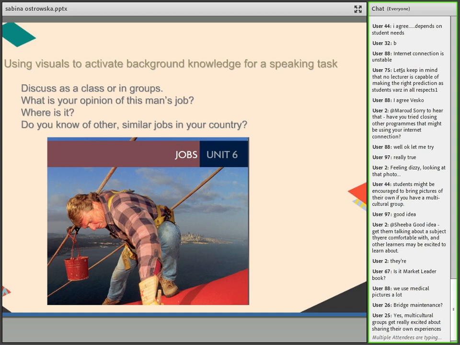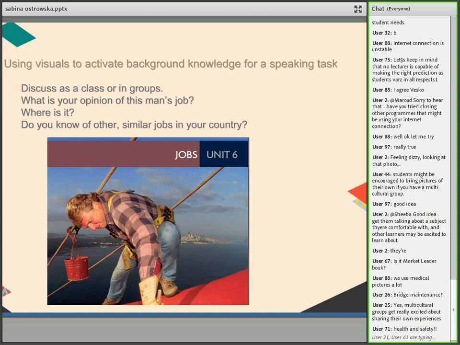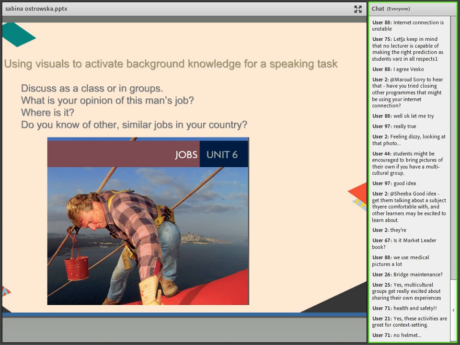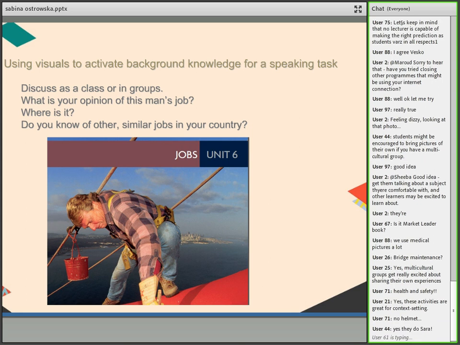So this is kind of interesting, and you may want to ask students now, what is your opinion of this man's job? Where is he? This, of course, is in Florida. And do you know of other similar jobs in your country? And so on. So just get students to talk about the different jobs, not just your typical doctor, lawyer, teacher, but we can try to expand their horizons a little bit and make them think about different jobs from different perspectives.